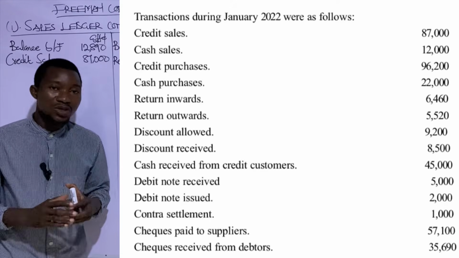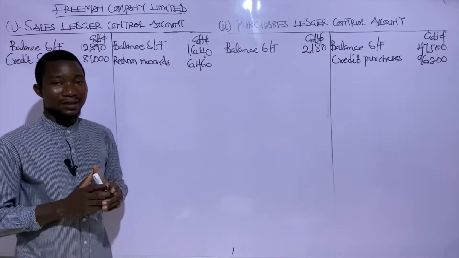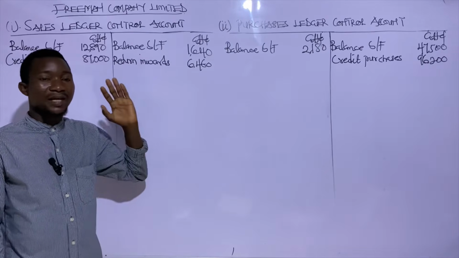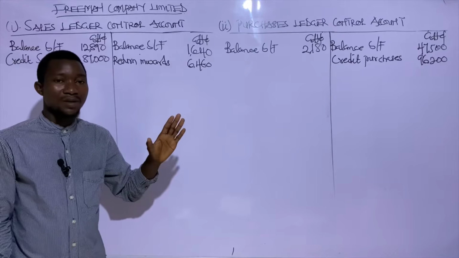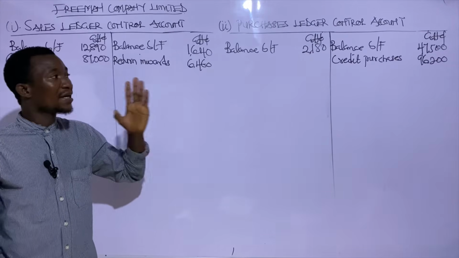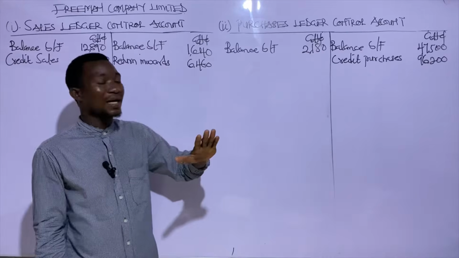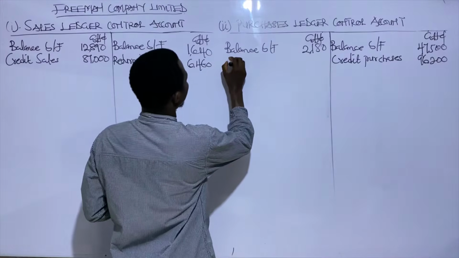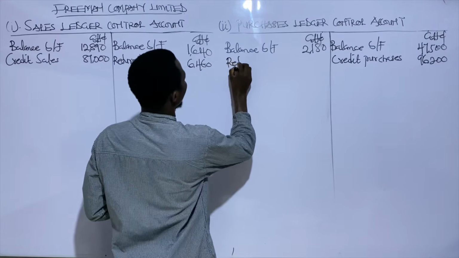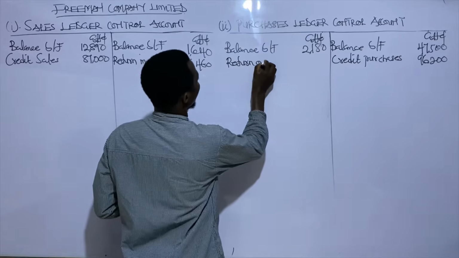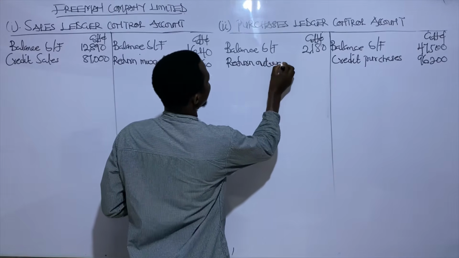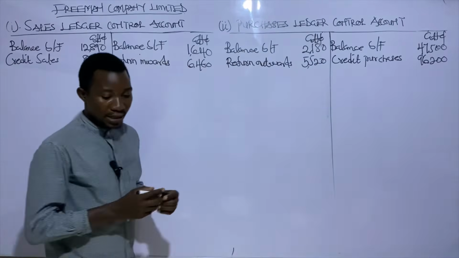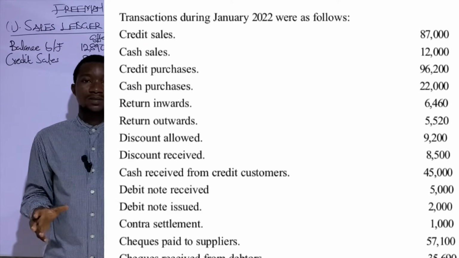Return outwards goes with purchases ledger. When the business returns goods to their suppliers or creditors, the creditors account will be reduced because part of the goods has been returned, and any item that reduces the creditors account should be debited to purchases ledger. So for return outwards, from the question, 5,520. Good.